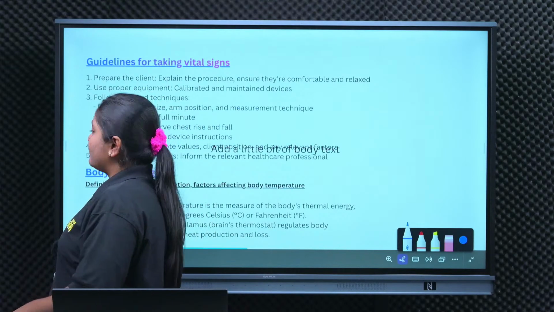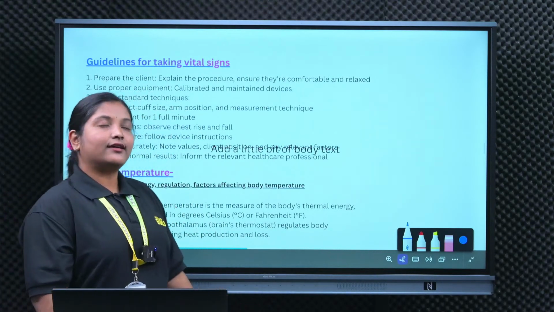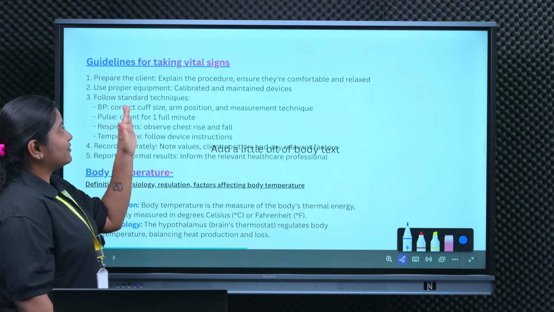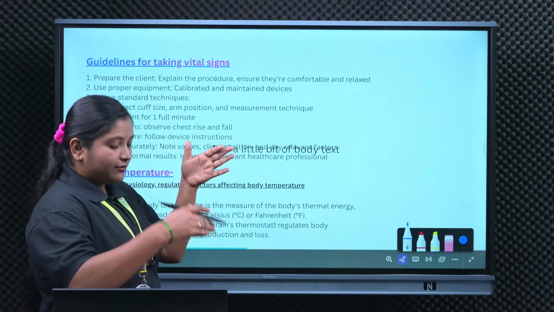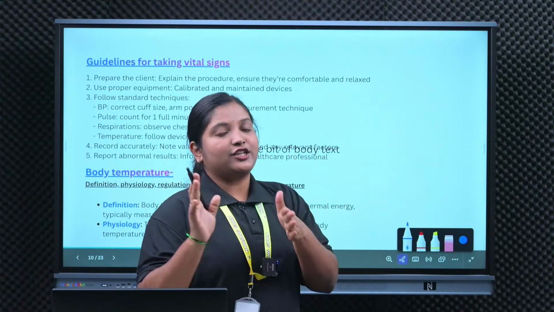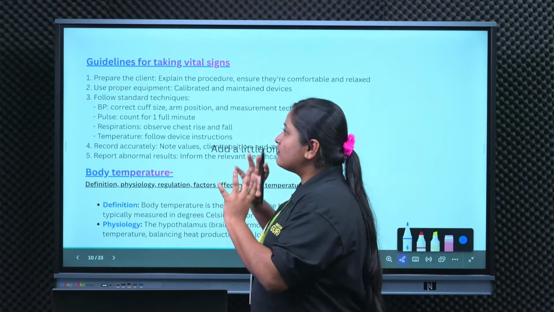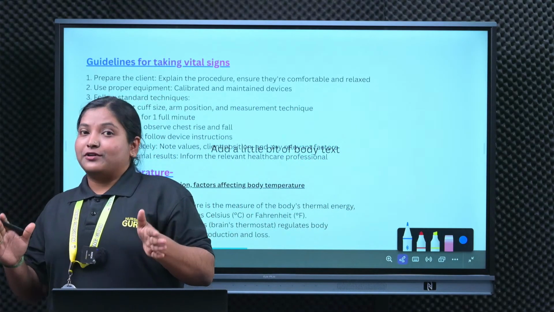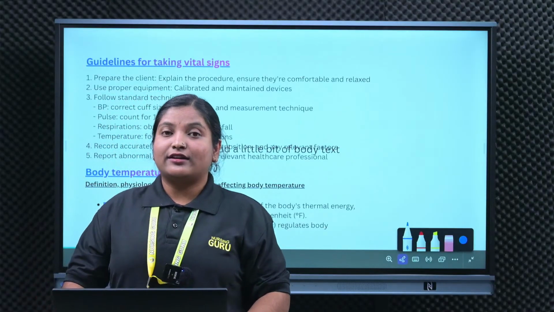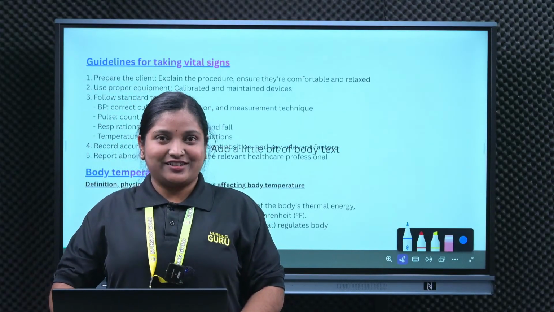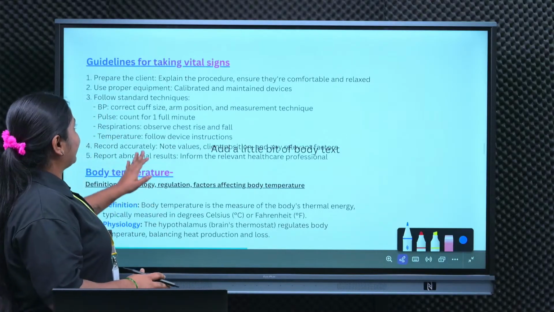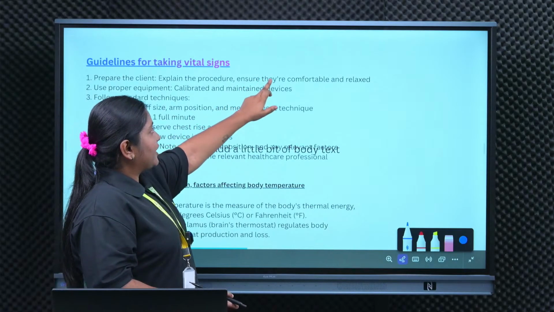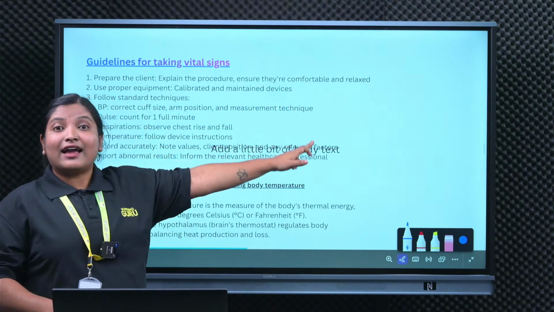Before going to see all the vital signs, certain guidelines are there for taking them. The first one is to prepare the client. Whatever you are doing in front of the patient in nursing, you have to introduce yourself and tell the person what you are going to do, that is, explain the procedure, which is very important. Then ensure they are comfortable and relaxed.